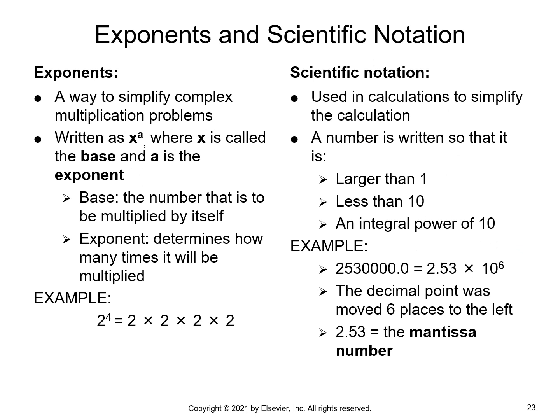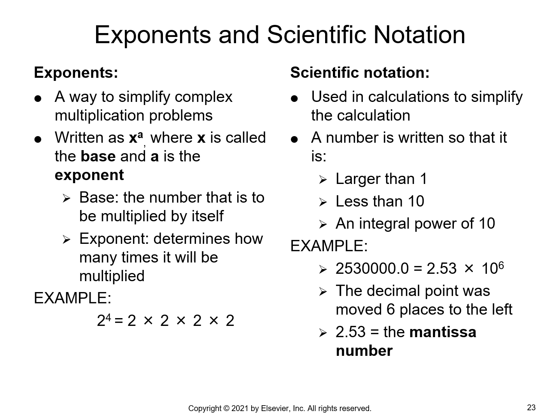Exponents and scientific notation. So exponents are a way to simplify complex multiplication problems. And we do this by writing a number raised to a certain power, where x is the base and a is the exponent, or the power. And the base is the number that is multiplied by itself. So your base number, or your x number, is multiplied by itself as many times as the exponent or the power.